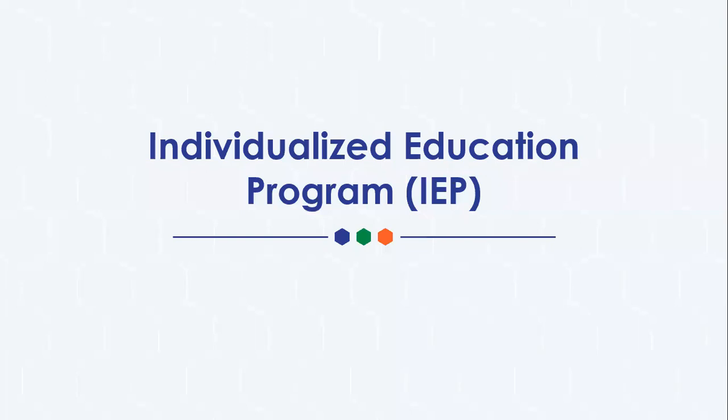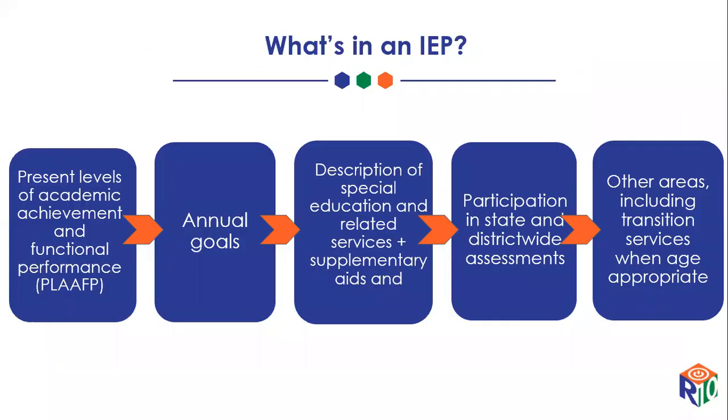Individualized Education Program, IEP. Now let's talk about what goes into an individualized education program. Remember, the ARD Committee is the group of people that develop the IEP. Key elements of your child's IEP include present levels of academic achievement and functional performance, PLAF, annual goals, a description of the special education, related services, and supplementary aids and services that will be provided, information regarding how your child will participate in state and district-wide assessments, other areas that must be addressed for your child with certain disabilities, needs, or circumstances, and transition services when age appropriate. We're going to spend a little bit of time explaining each one of these major components in more detail.